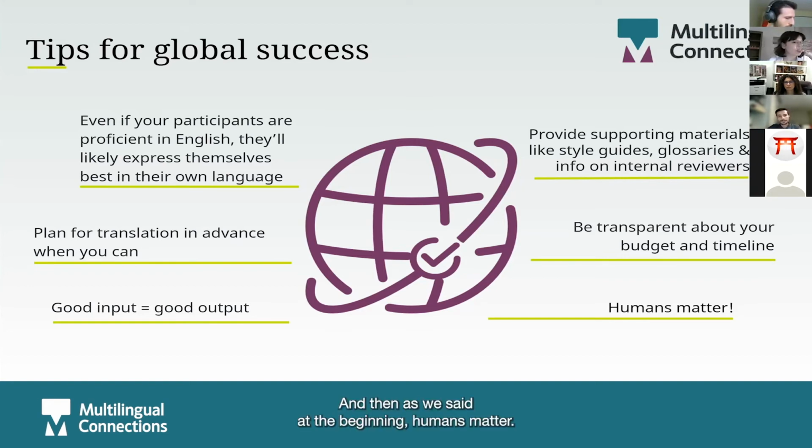And then, as we said at the beginning, humans matter. The machines are getting very close to providing accurate translations, but they still can't get the nuance of the language and achieve content that feels like an authentic version in the target language. So human translation provides that extra to your content.